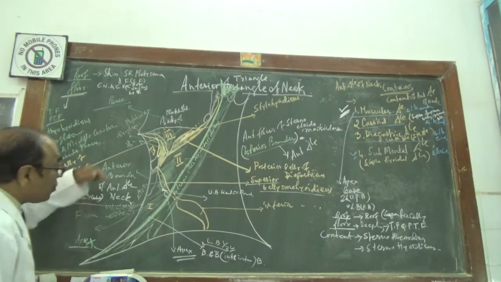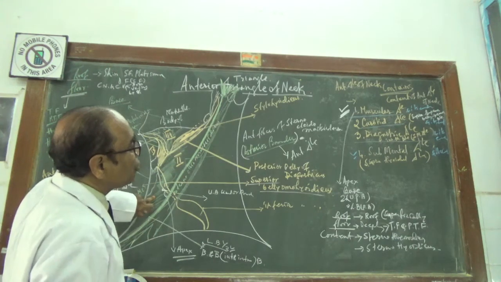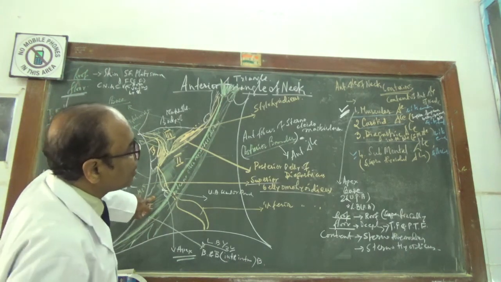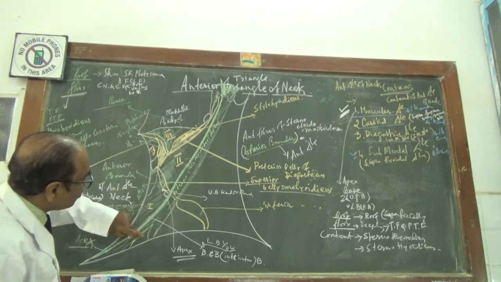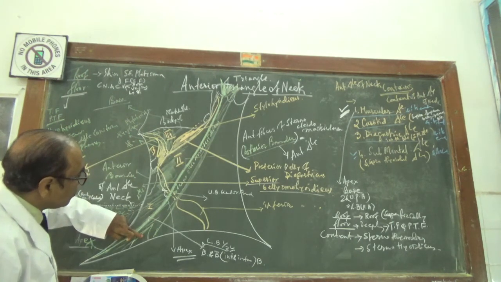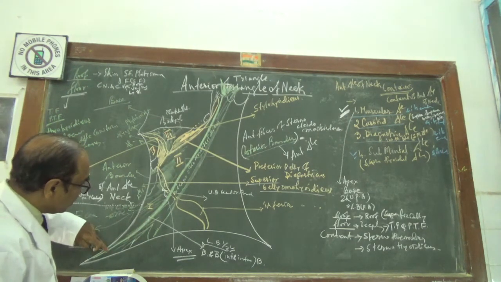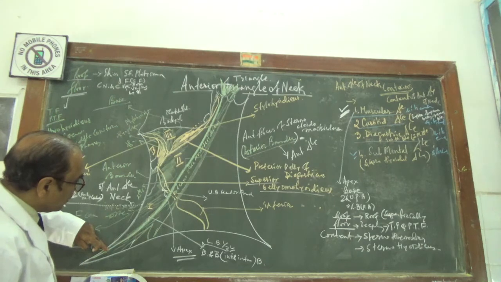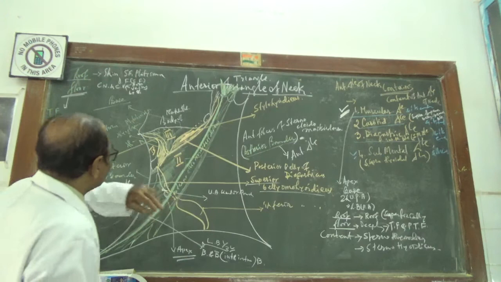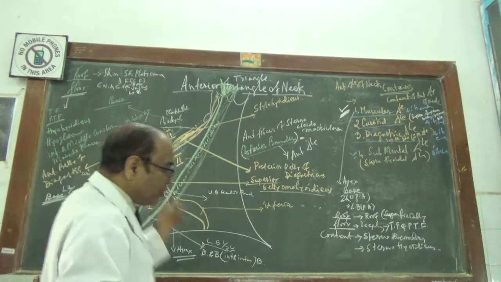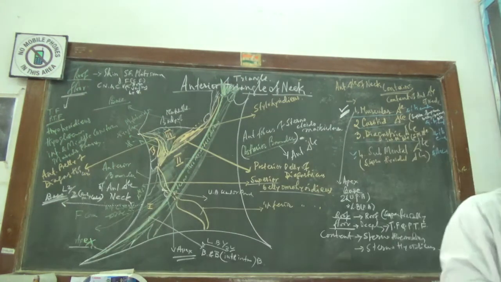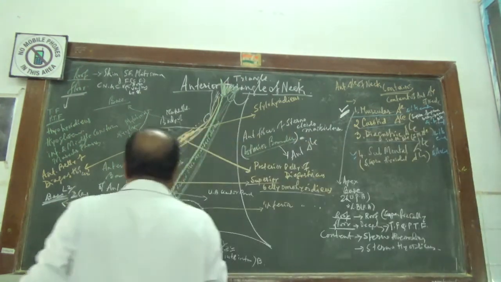Hence the name for this triangle, which is present in the anterior triangle of the neck, between the inferior belly of the omohyoid and the anterior fibers of the clavicular part of the sternocleidomastoid by its lower part. So this is the content, and hence the name has been given. So this is about that one. Then you will get another triangle.